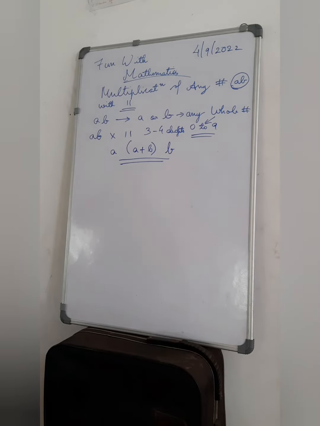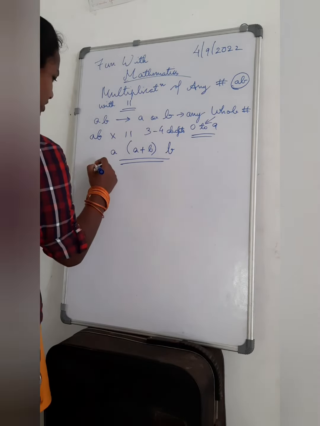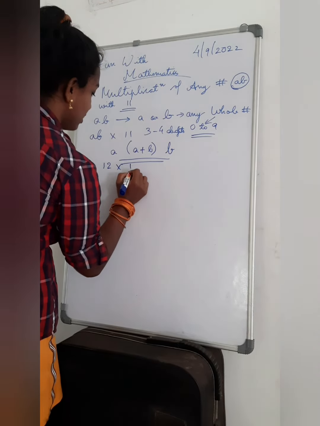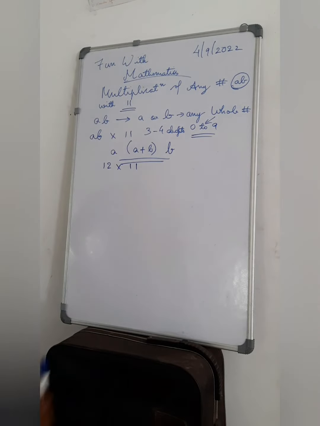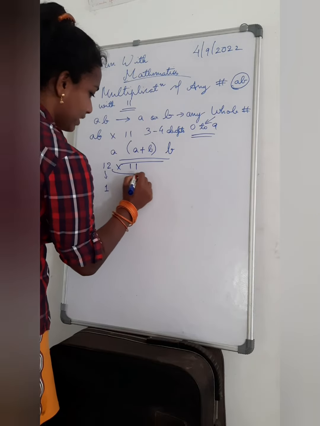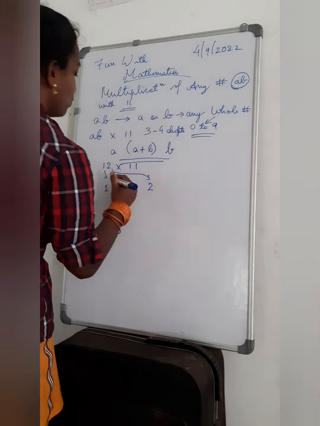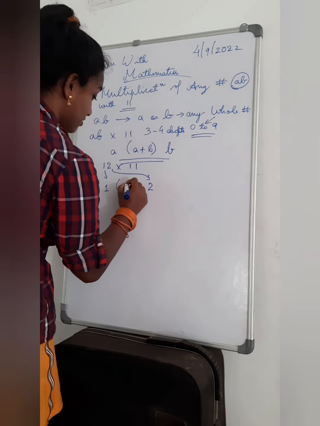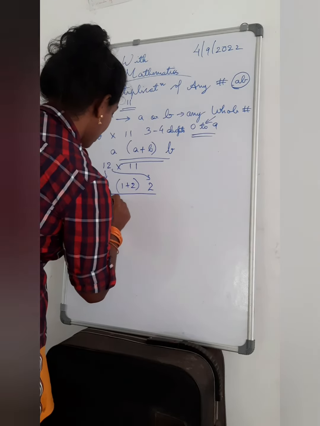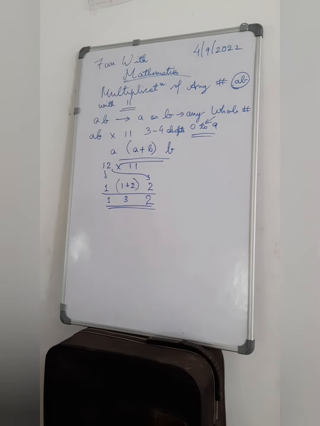Let's do this with an example, then you would understand better. For example, let's take the number 12. What is 12 into 11? According to this rule, we take the first number and write it as it is, 1. Then we take the second number and write it as the last digit, 2. Then what about the middle digit? The middle digit would be the sum of 1 and 2, that is 3. And so we get the product as 132.